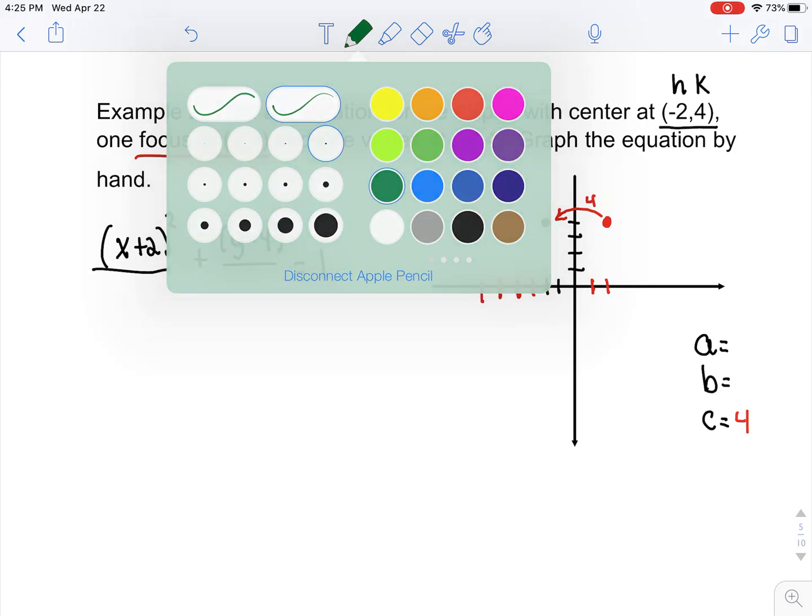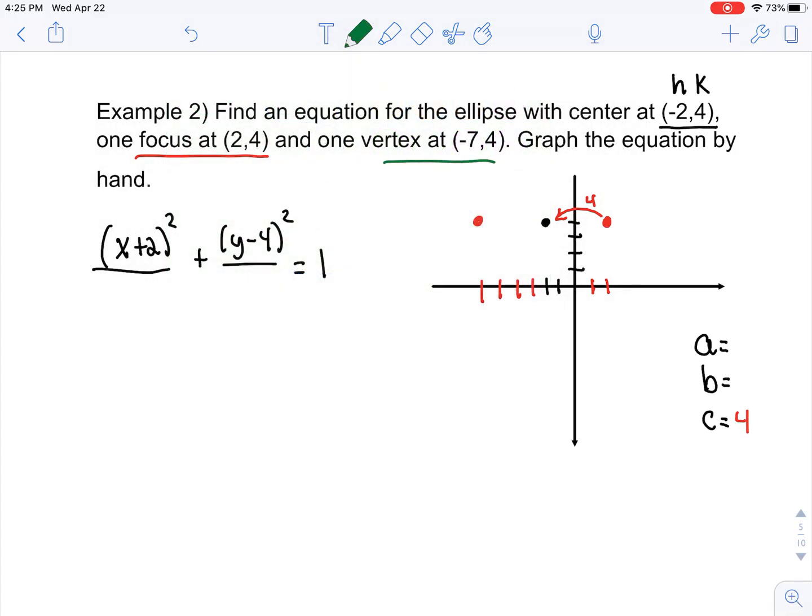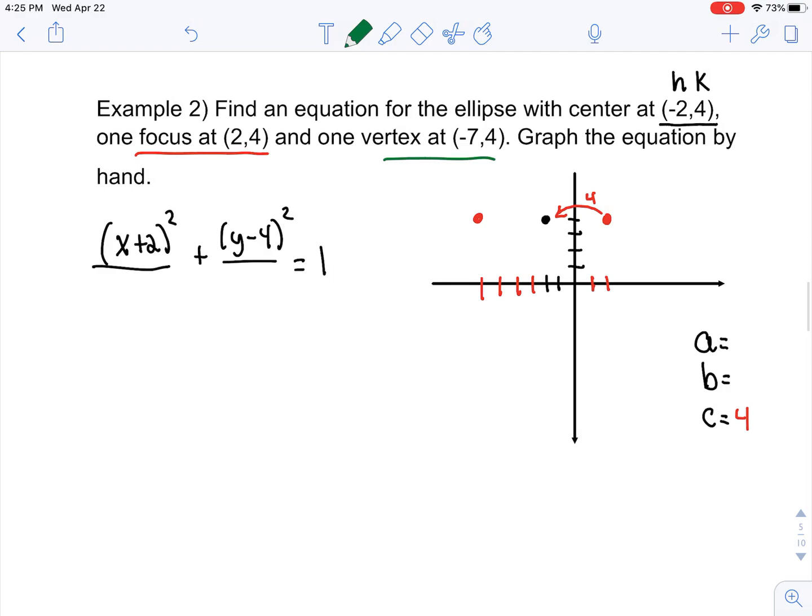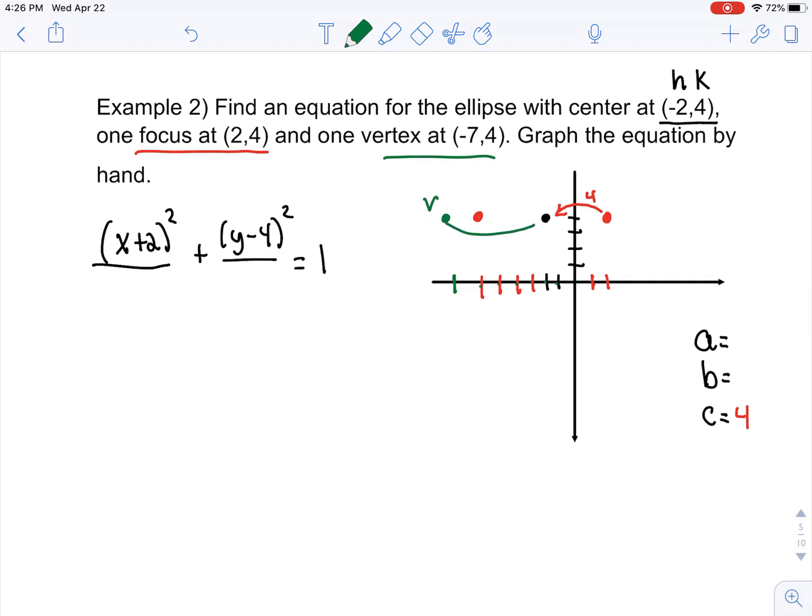Now it tells us that we have one vertex at -7, 4. There's my vertex. And again, if we compare that to the center point, we can see that it is 5 units away. So my A value is 5. And that means I'm going to have a vertex on the other side of the center point that is also 5 units away. So 1, 2, 3, 4, 5. I can plot my second vertex point.